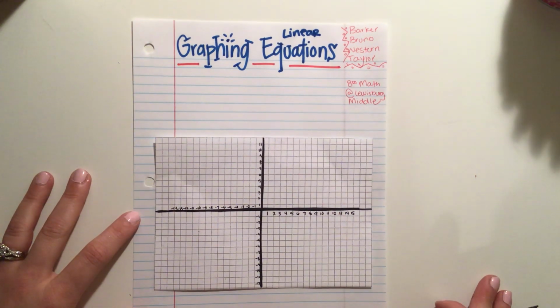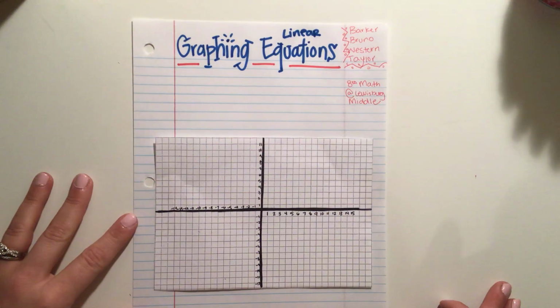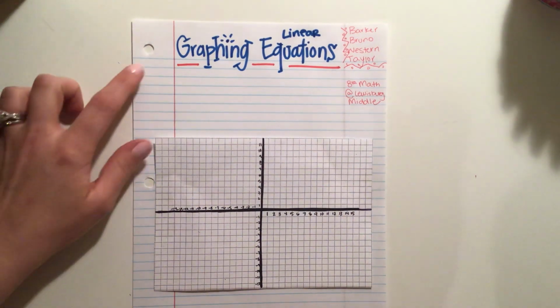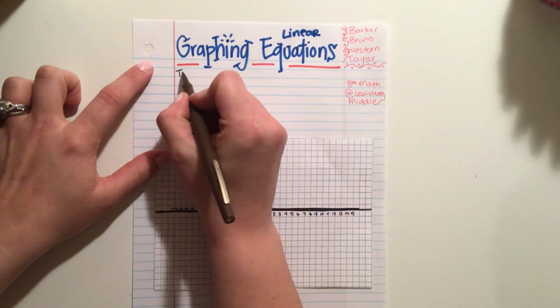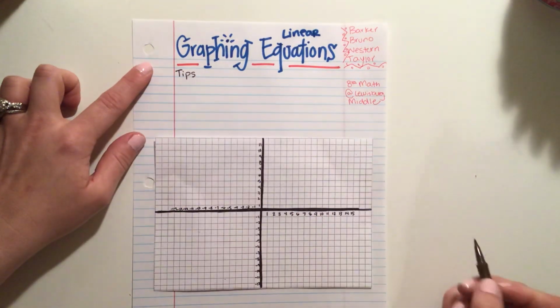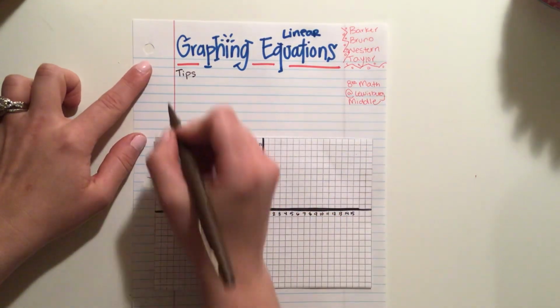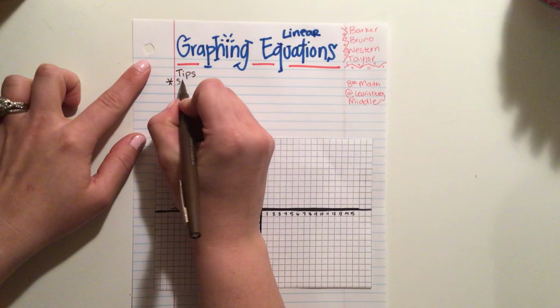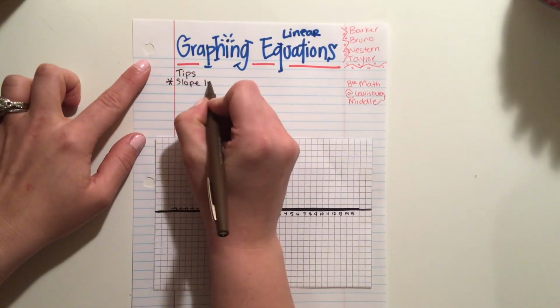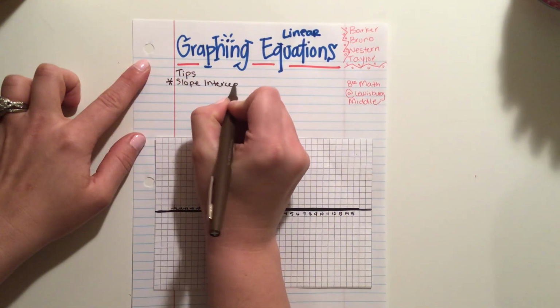So anytime we are graphing equations, we need to write down a few helpful hints and tips to get us through graphing these equations. So here are some tips that will help you. Anytime you're graphing, you want to make sure that your equation is in slope-intercept form. Go ahead and write that down.